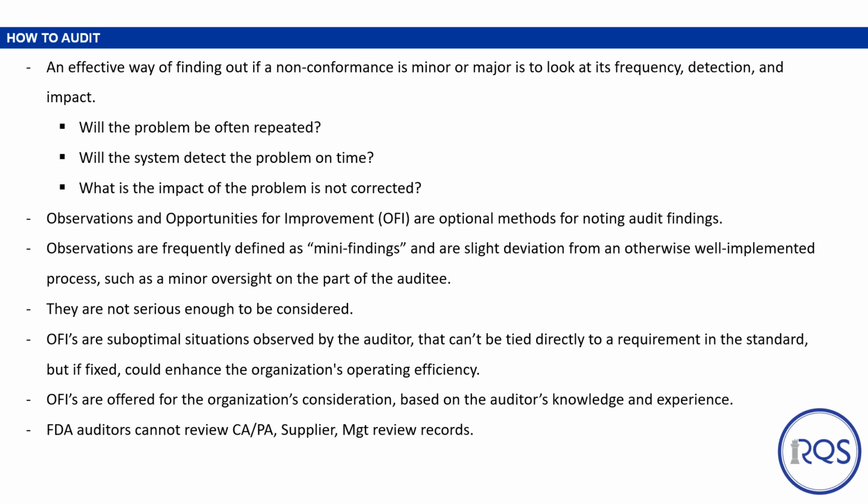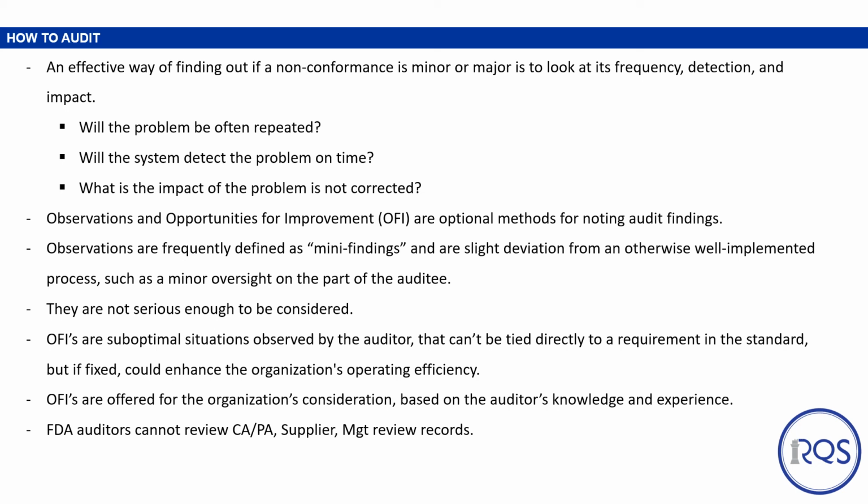An effective way of finding out if a nonconformance is major or minor is to look at its frequency, detection, and impact. The following are good questions to consider. Will the problem be often repeated? Will the system detect the problem on time? What is the impact of the problem if not corrected?